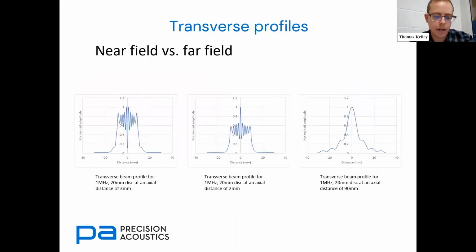Jumping back to the near field, far field considerations that we touched on a second ago, we've got a few examples here of some transverse beam profiles in both the near and the far fields. The aim of this slide is to demonstrate just how much the field shape can vary within the near field. Considering a transducer driven in a continuous wave mode, these two profiles on the left are taken only 1 millimeter apart axially. You can see that in the first one, we have an on-axis minimum, while in the second, we have an on-axis maximum.